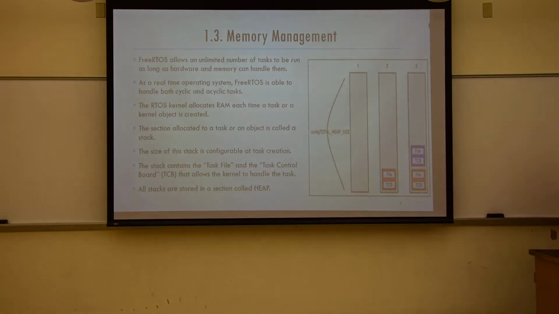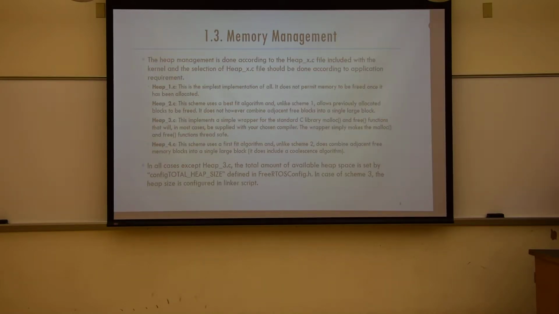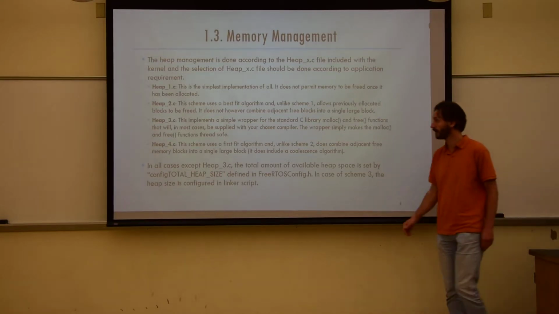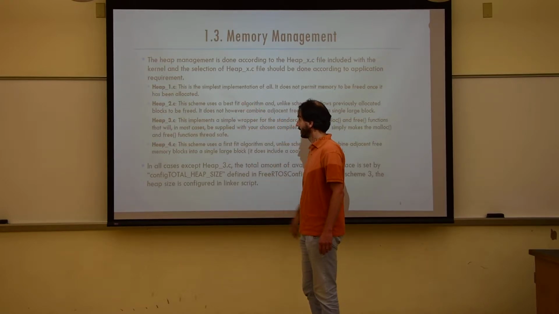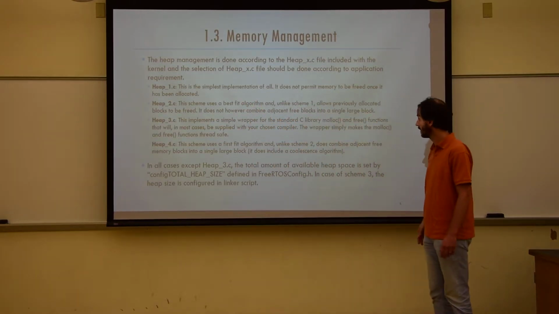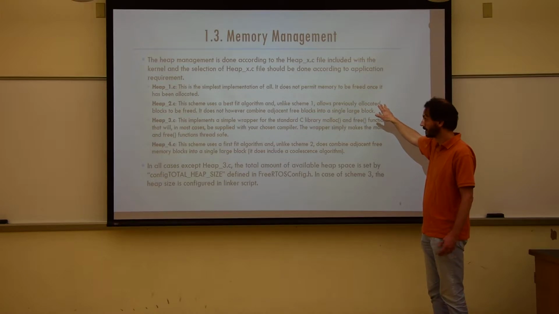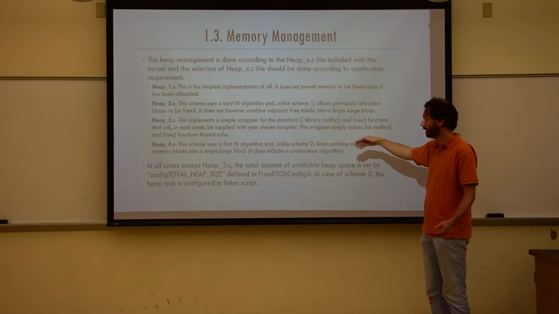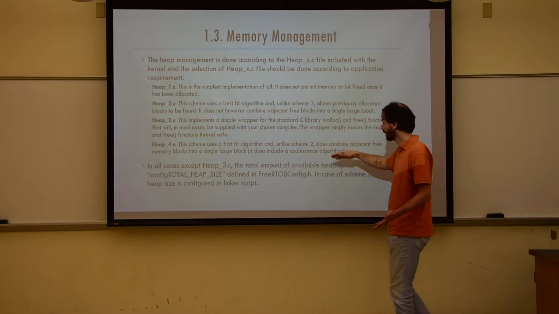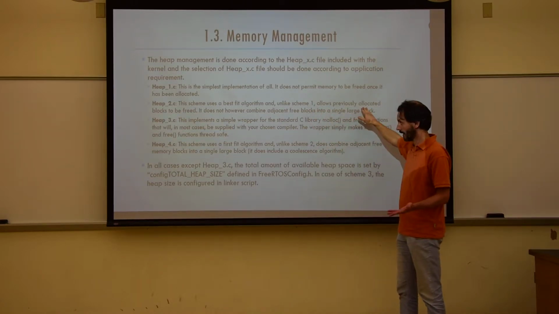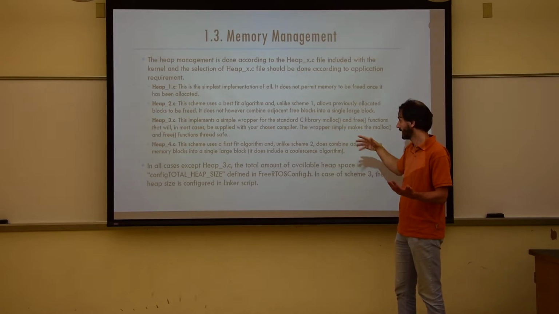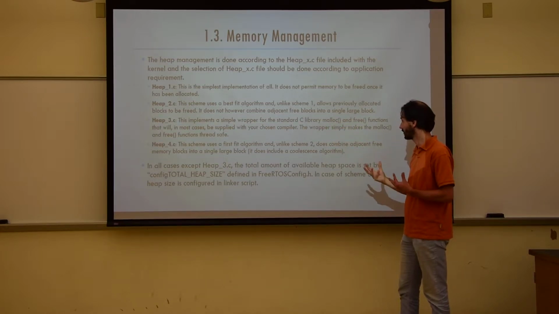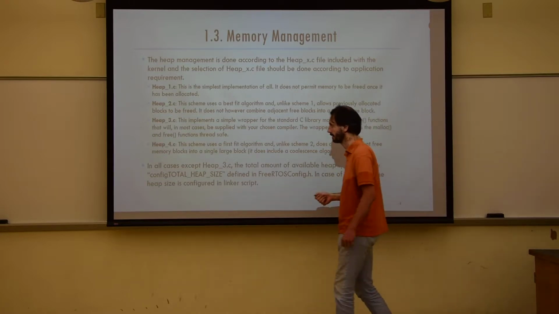There are a couple of choices for how the heap maintains its memory. You can choose among those 4 possibilities. Heap 1 is the simplest implementation, and does not permit memory to be freed once it has been allocated. Heap 2 is not like scheme 1, but it does allow blocks to be freed. It does not, however, combine adjacent free blocks into a single large block, things like that. So you can have better management if you want to.